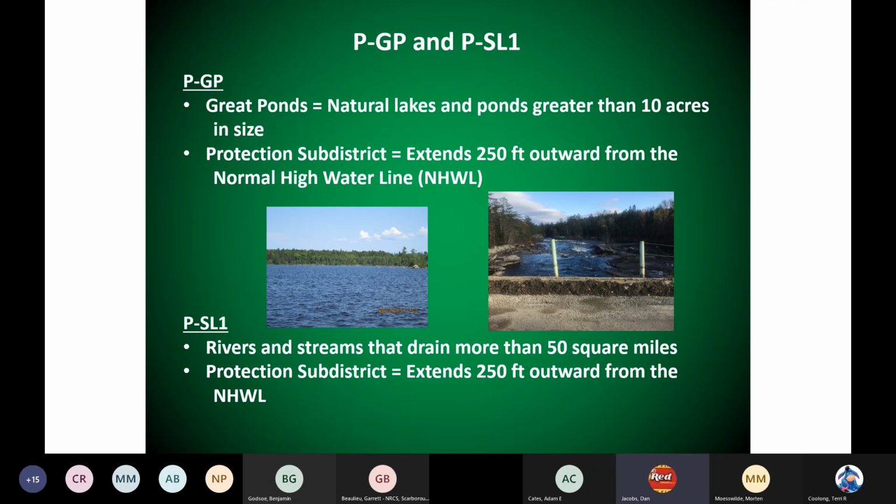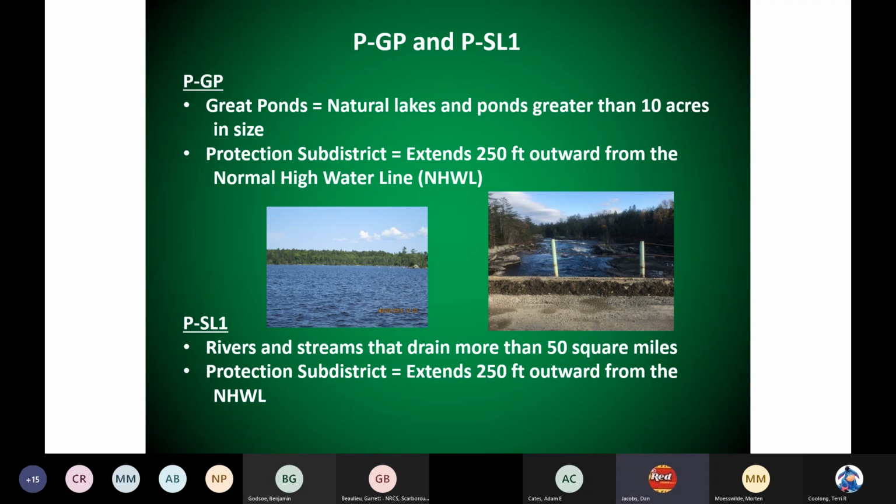PSL 1s, these are rivers and large streams that drain more than 50 square miles, and the subdistrict is very similarly defined to a PGP. It extends 250 feet outward from the normal high water line of the river or the stream. And we will talk about normal high water line in some upcoming slides.